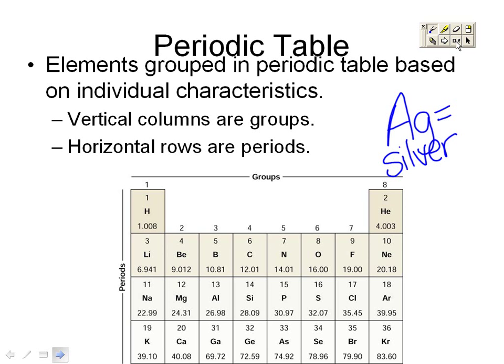Let's do one more. Let's look for family 16, period 2. Family 16 or group, period 2. What element is located in that position? You should have located oxygen. Now on your periodic table, you'll see that is in family 16.